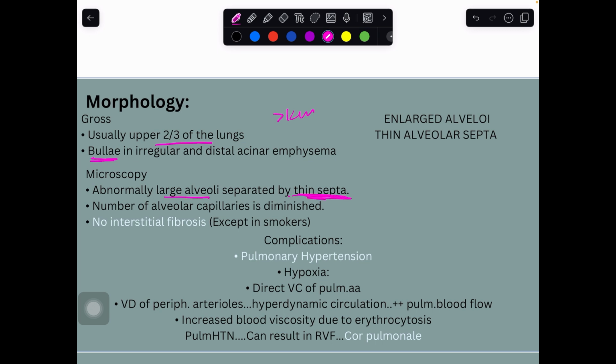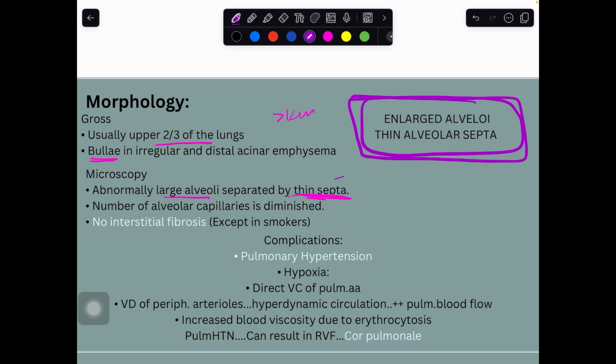This is very important. These words right here are the key words. I took them from the Robbins book, so this is my source of information. Abnormally large alveoli, and there's thin septa.